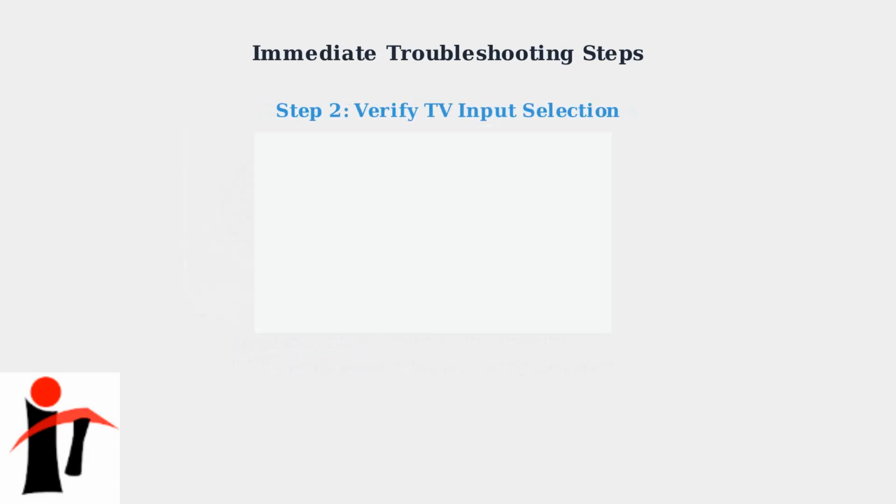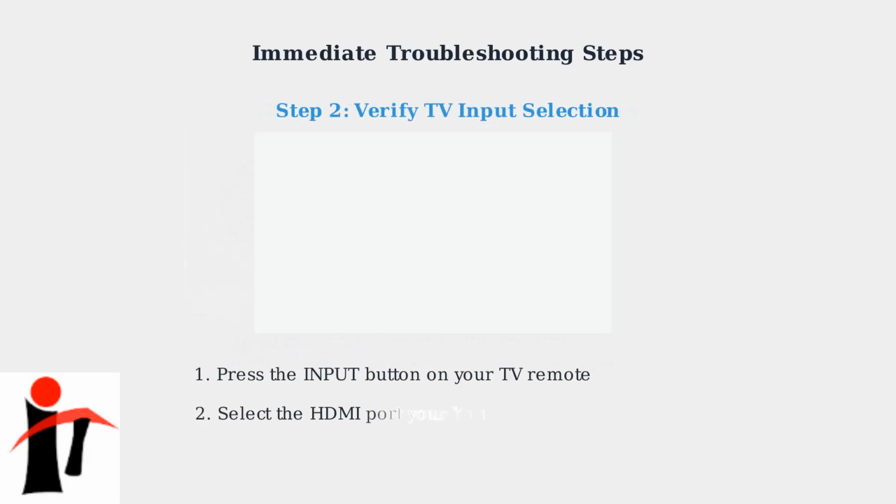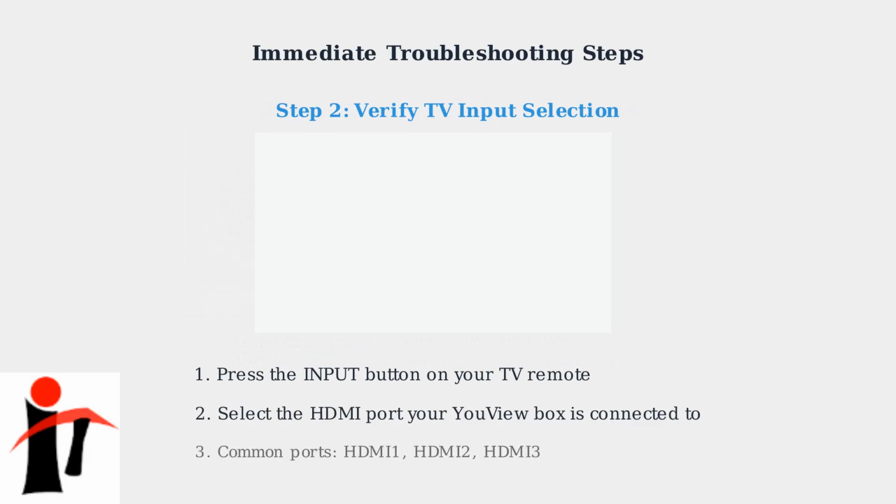Next, verify your TV input selection. Press the input button on your TV remote and make sure you've selected the correct HDMI port that your YouView box is connected to. This is often HDMI 1, HDMI 2, or HDMI 3.